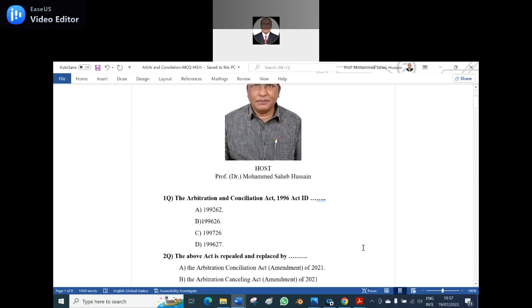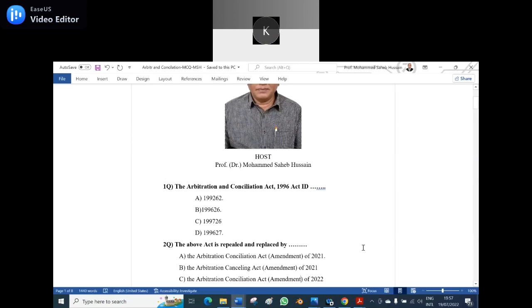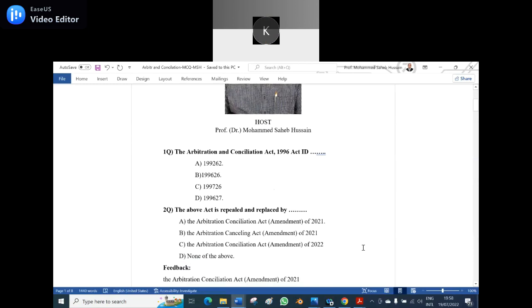Which one is the right answer? Option B is the right answer, 1996 and Act number 26. Second question, the above act is repealed and replaced by dash. A, the Arbitration and Conciliation Act Amendment 2021. B, the Arbitration and Conciliation Act Amendment 2021. C, Arbitration and Conciliation Act Amendment 2022. D, none of the above. Option B, sir.